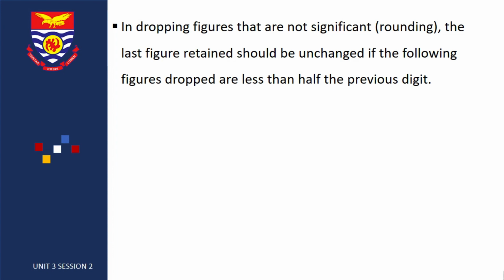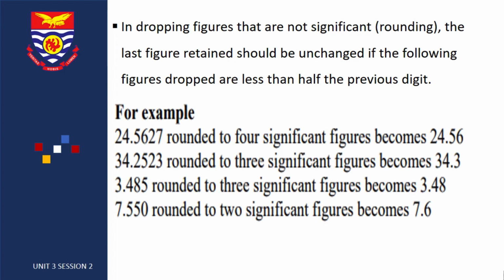Now, in dropping figures that are not significant, the last figure retained should be unchanged if the following figures dropped are less than half the previous digit. In other words, if the figure we want to drop is 5 or greater than 5, then 1 is added to the last retained figure. But if it is less than 5, we drop it. So for example, 24.5627. If we want to round this to four significant figures, our fourth significant figure ends on the 6. But because the number after 6 is less than 5, we drop this value and our answer now becomes 24.56.